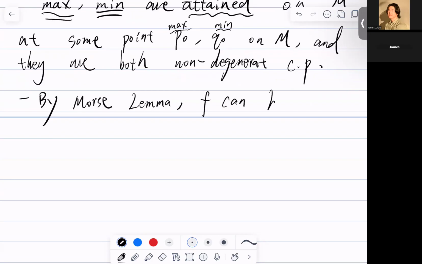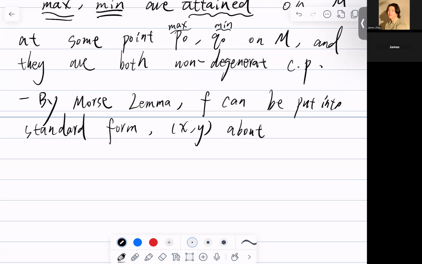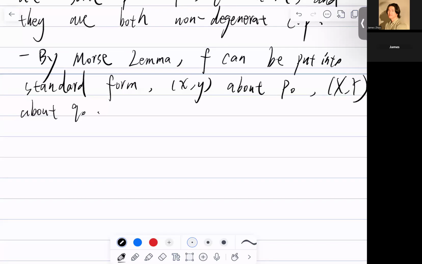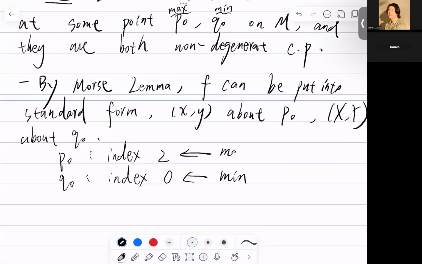we know that f can be put into a standard form, because we have a Morse function and we can do this. So we can put some arbitrary coordinate neighborhood around P naught, and some arbitrary other coordinates, big X, big Y, about Q naught. P naught will have an index of 2, and Q naught will have an index of 0. Q naught is our min and P naught is our max, which means the Hessian has two negative values if we put it in diagonalized form using our coordinate transform.